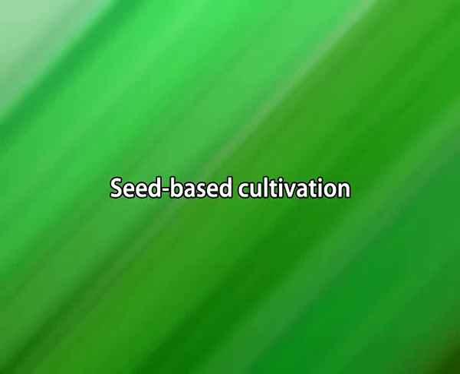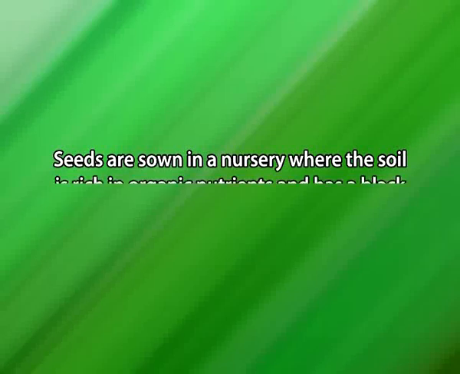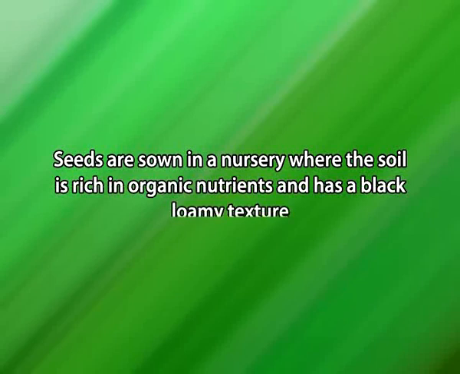Tea cultivation is carried out in two different ways. First is the seed-based cultivation. In this case, the seeds are sown in a nursery where the soil is rich in organic nutrients and has a black, loamy texture. The soil has also to be free of frost during the winter months.